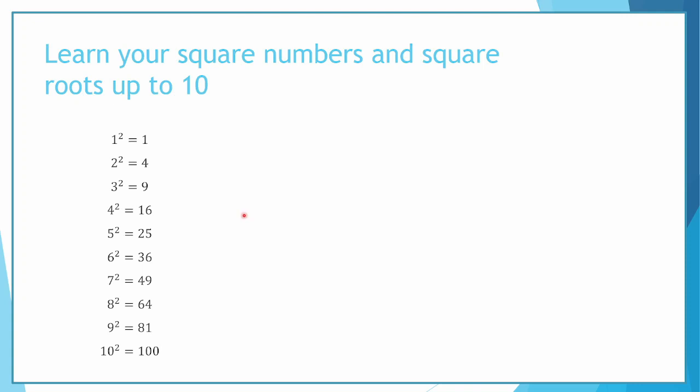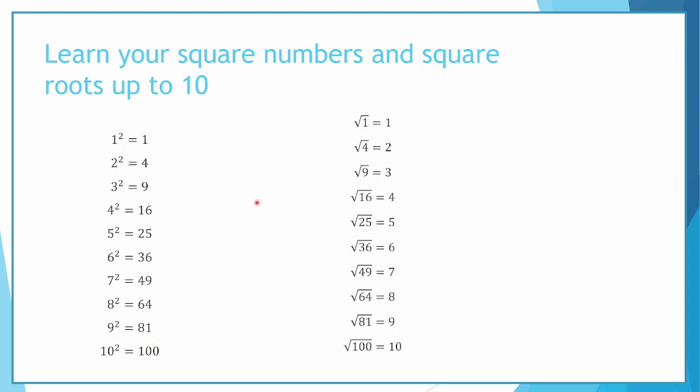So to help you out with the rest of your GCSE Maths Foundation, it's important for you to learn your square numbers up to 10. So 1 squared, 2 squared, all the way up to 10 squared. And of course, learn the opposite, so learn the square roots. So these are just the opposite of that. So 7 squared equals 49, for example. The square root of 49 equals 7. So committing these to memory is going to help you in several different subjects as we continue on through our course.